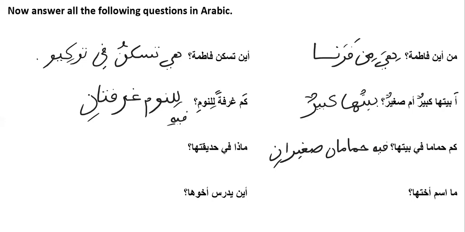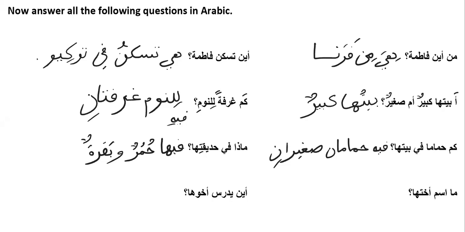Mada fi hadiqatiha? Abdul Qayyum, mada fi hadiqatiha? Fiha. Jayyid. Humurun. Wa bakaratun. So we say fiha humurun. Or we could say humurun kathiratun wa bakaratun wahidatun. Naam. But this is sufficient, because we just said in it are donkeys and a cow. Fiha humurun wa bakaratun.